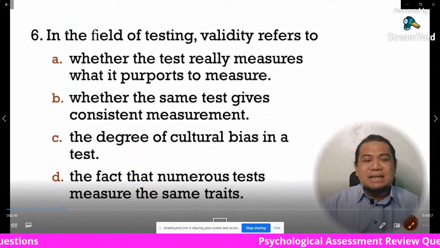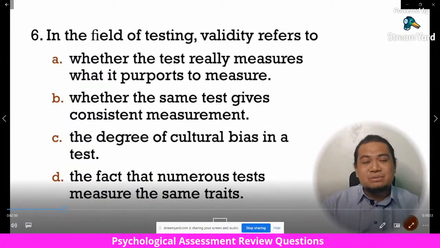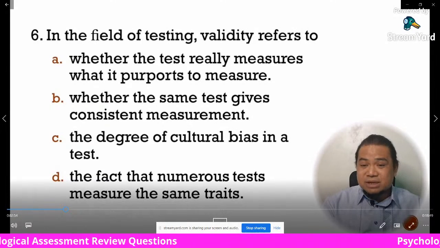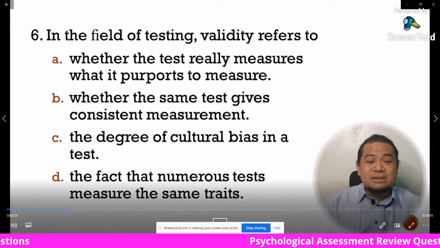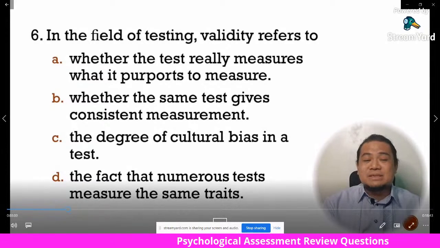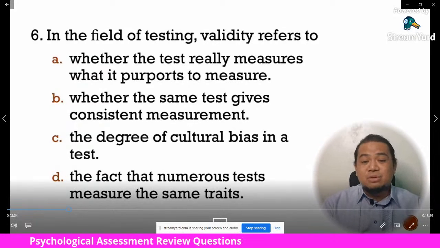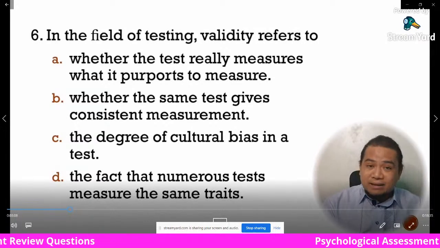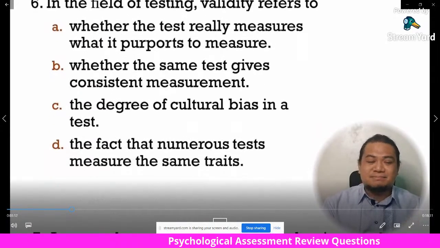Number 6, in the field of testing, validity refers to letter A, whether the test really measures what it purports to measure. B, whether the same test gives consistent measurement. C, the degree of cultural bias in a test. Or letter D, the fact that numerous tests measure the same thing.